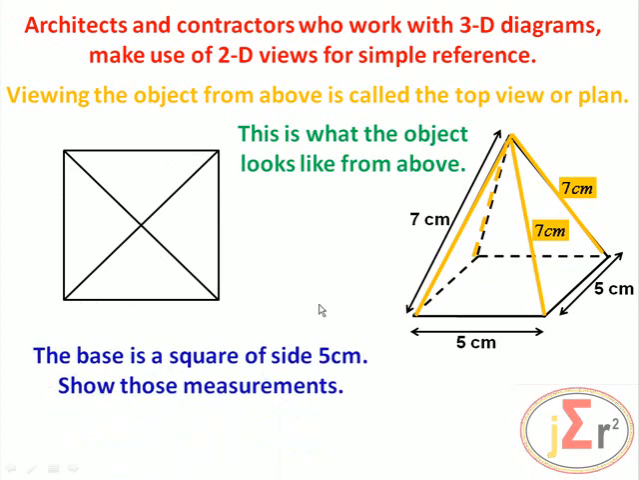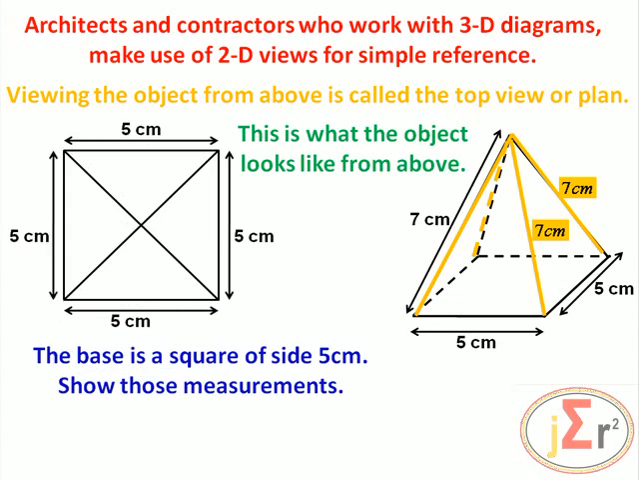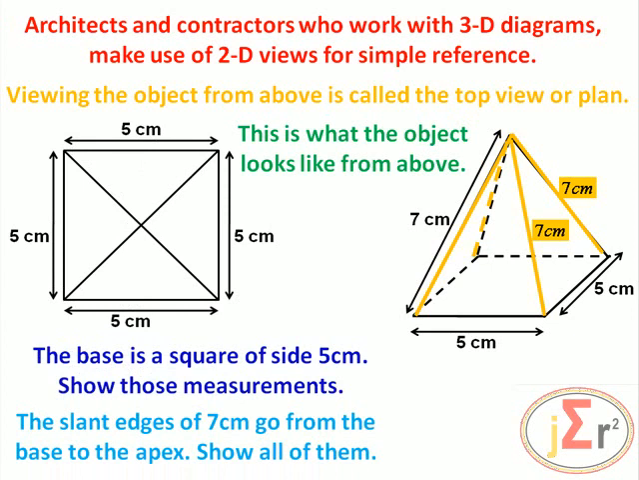The base is a square of side 5 centimeters. We may show all of those measurements. The base is 5 centimeters, 5 centimeters each side of the square. The slant edges of 7 centimeters go from the base to the apex, and we will show all of those slant heights. Those measurements will be 7 centimeters, and it will not be drawn to scale necessarily.